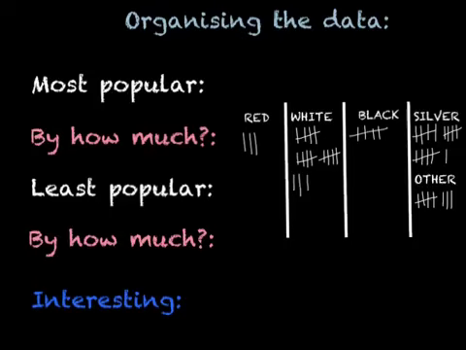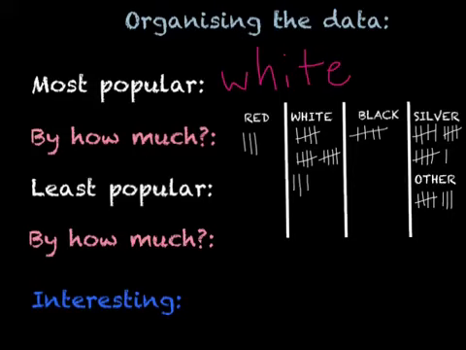Okay, well, looking at the data here, you can see that in red we had 3. In white we had 5, 10, 15, 16, 17, 18. So 18 in white. Black had 5. Silver had 5, 10, 15, 16. So we can see that the most popular was, in fact, the white colours.